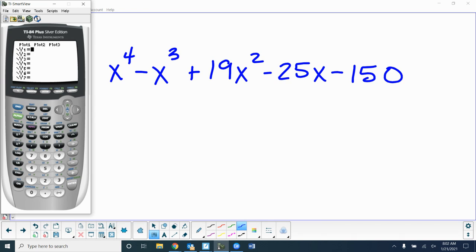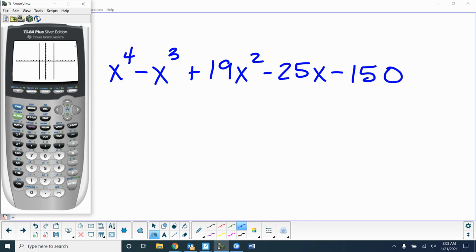All right, so x to the 4th minus x to the 3rd plus 19x squared minus 25x minus 150. Again, I punch it in, but I always check to make sure I punched it in right, because if you don't do this part right, then you're going to be wrong. So take your time to do that. Then hit graph. Now you have to watch it and see what happens here.